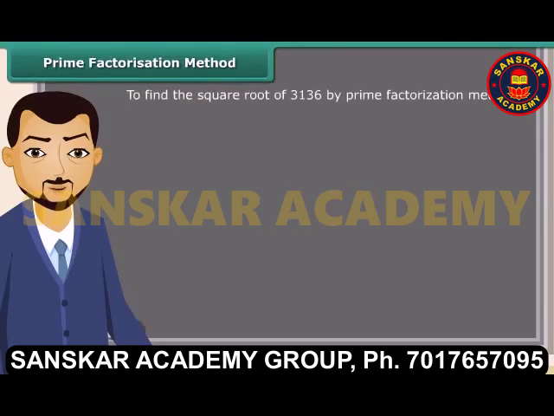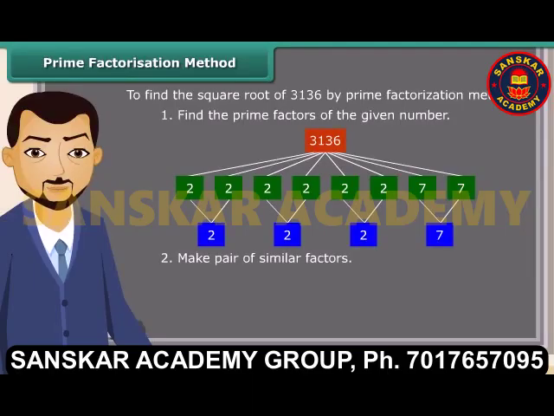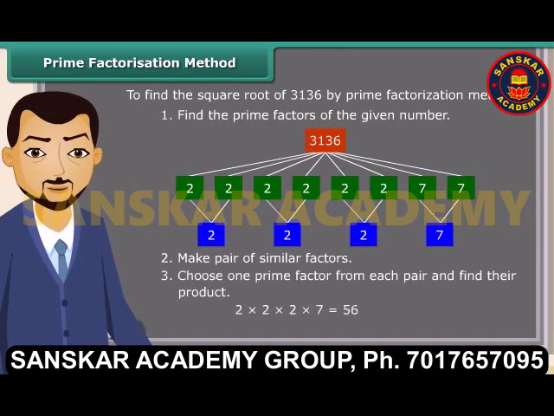Now we will try to find the square root of a number by prime factorization method by following some steps. First of all, find the prime factors of the given number. Now make pairs of similar factors. After that, choose one prime factor from each pair and find their product. So, the product thus obtained is the square root of the given number.